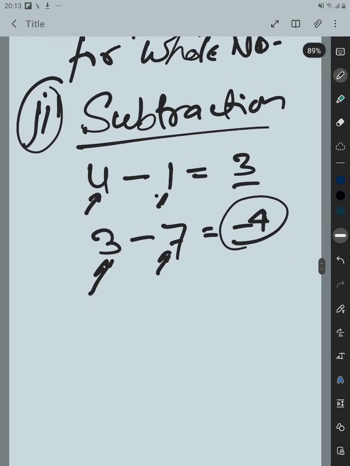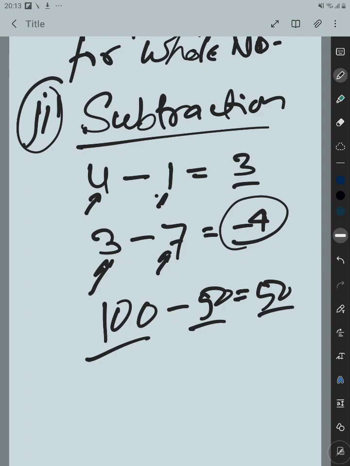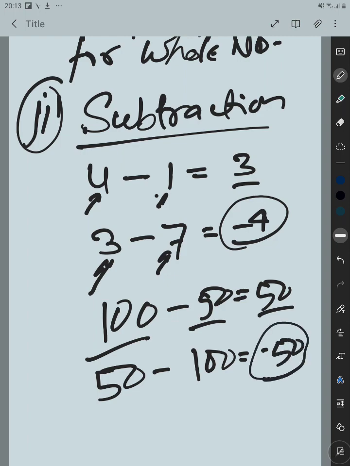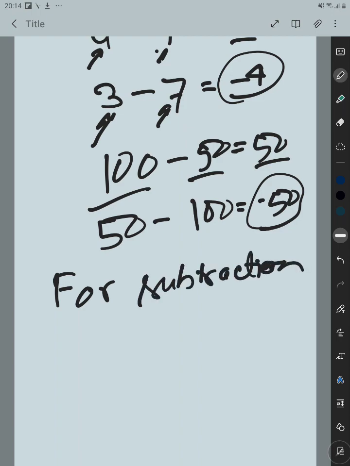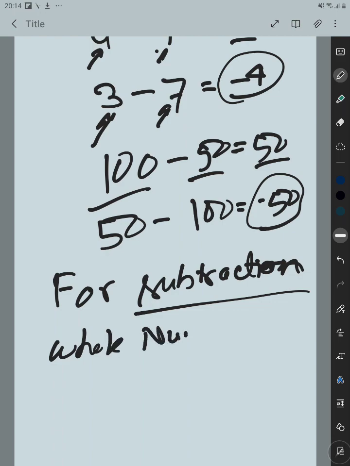Similarly, if you subtract 100 minus 50, you will get 50. All three are whole numbers, that is true. But if you reverse it, 50 minus 100, you will get minus 50, which is not a whole number. So for subtraction it is not a closed property. So for subtraction, whole numbers are not closed.